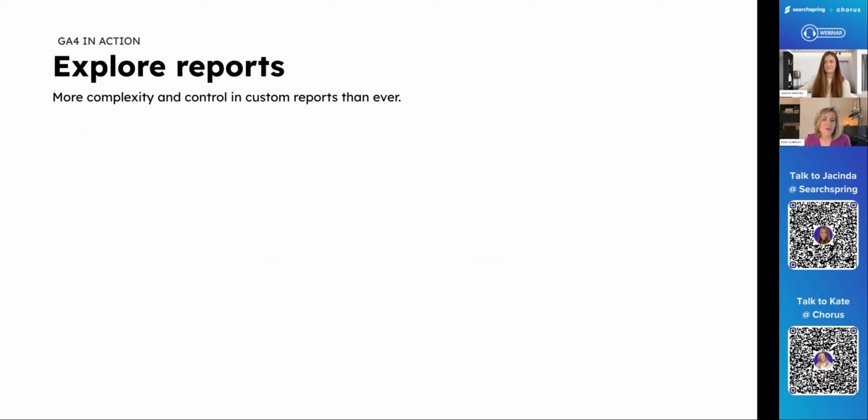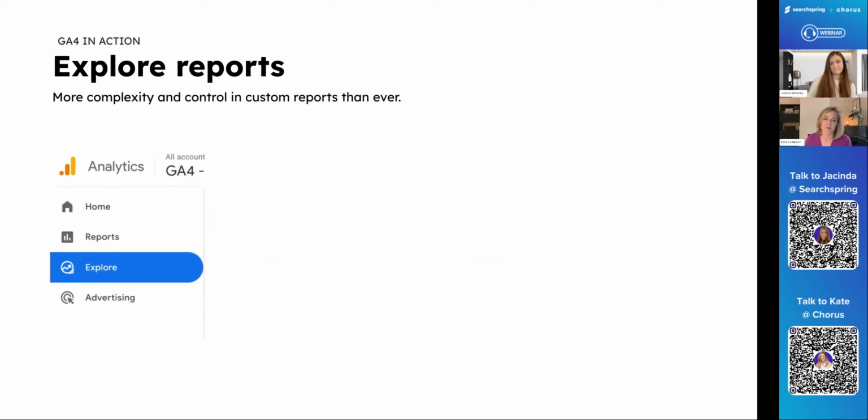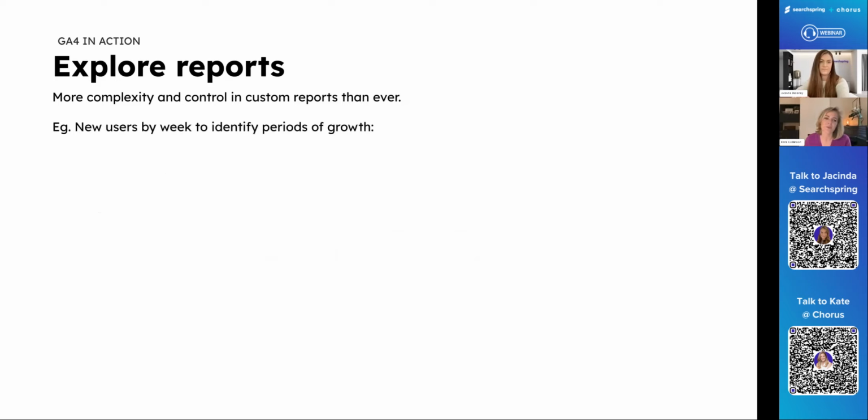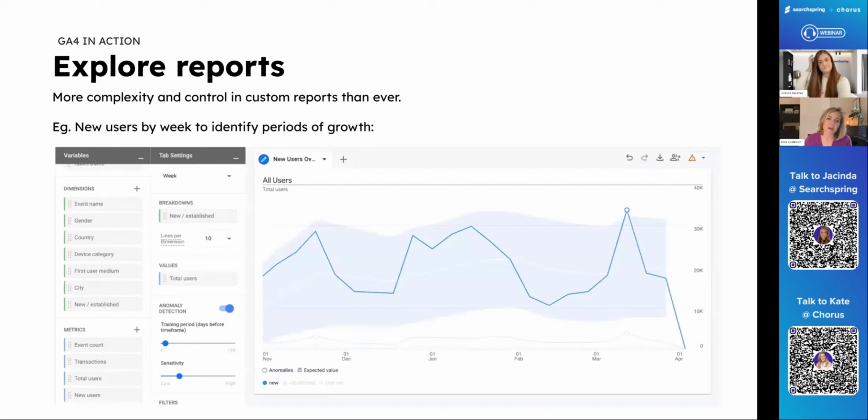I want to touch very briefly on Explore reports. It is a new area of GA4 that is under reports in the main navigation. You are provided with a whole bunch of different templates that you can play around with and leverage and create custom reports from. Just some examples of how those are being used currently by my clients. We like to look at things like new users by week to identify the periods of growth that we're seeing and where traffic might be coming from. So looking at new versus established users as a dimension, followed by total users as the metric, so we can really understand that new user growth over time.